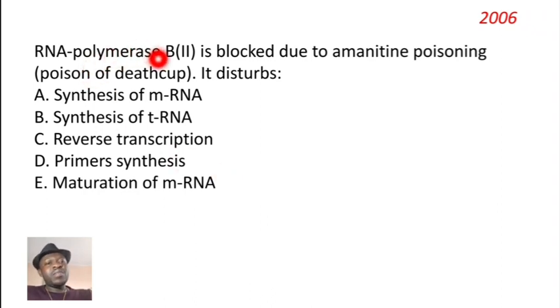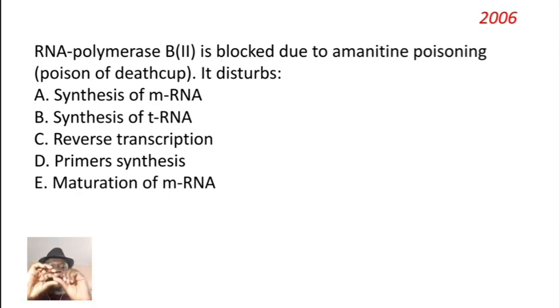RNA polymerase B2 is blocked due to amanitin poisoning. That's poison of death cap. Death cap is a mushroom, right? So if there is a blockage or inhibition of RNA polymerase, which process will not take place? Okay, you just need to know.